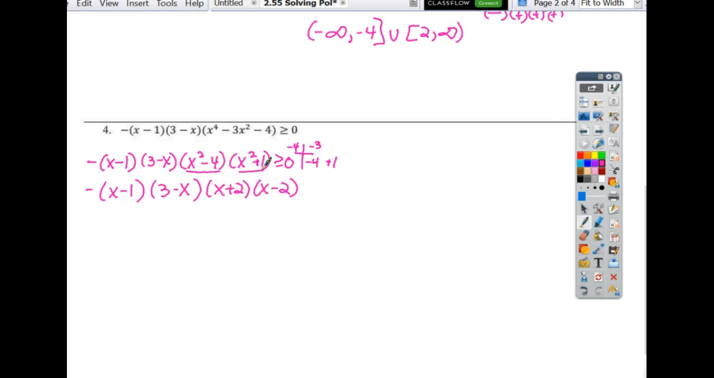Can I factor x squared plus 1? I can't. So I get x squared plus 1. So can I get a 0 for this? If I have x squared plus 1, and I set it equal to 0, and I subtract the 1, can I take the square root of a negative number? I can't, so this one you cannot do.